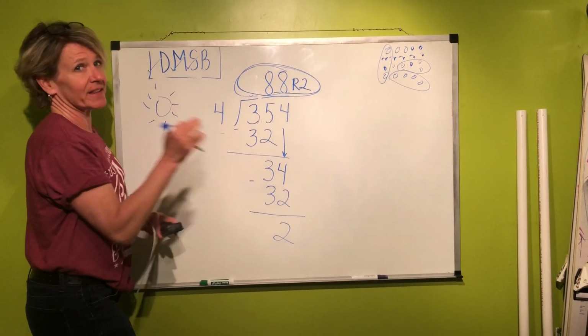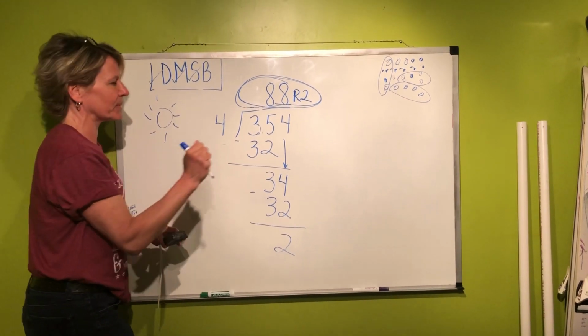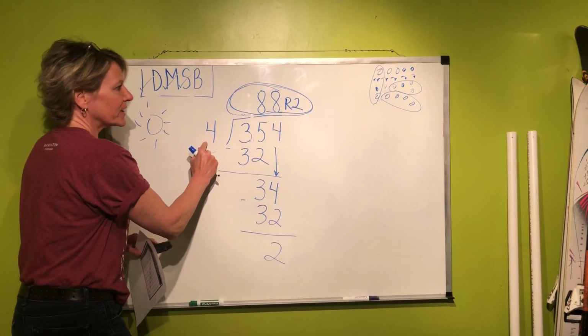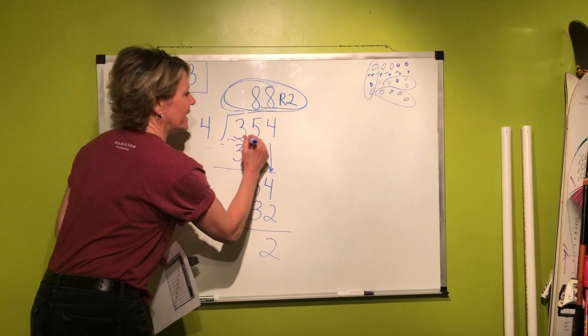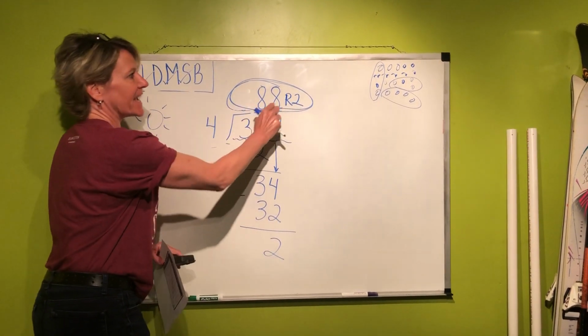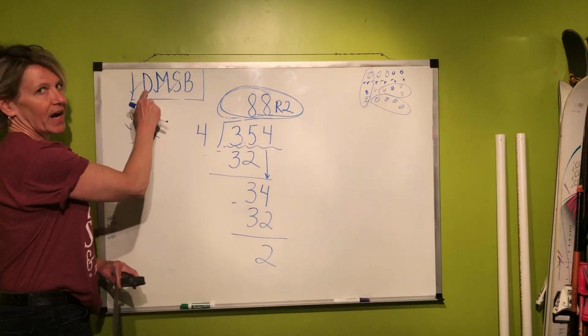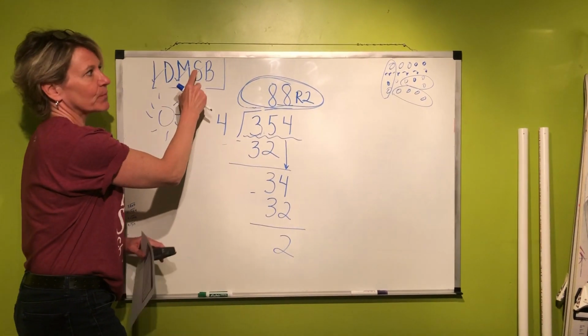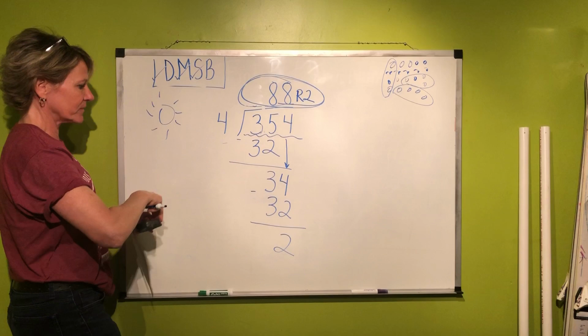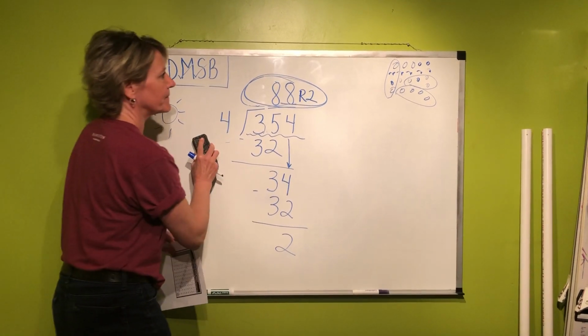I'm remembering this, and I'm hoping you remember this. 4 can go into 354 88 times with 2 left over. Divide, multiply, subtract, bring down. Divide, multiply, subtract, bring down.